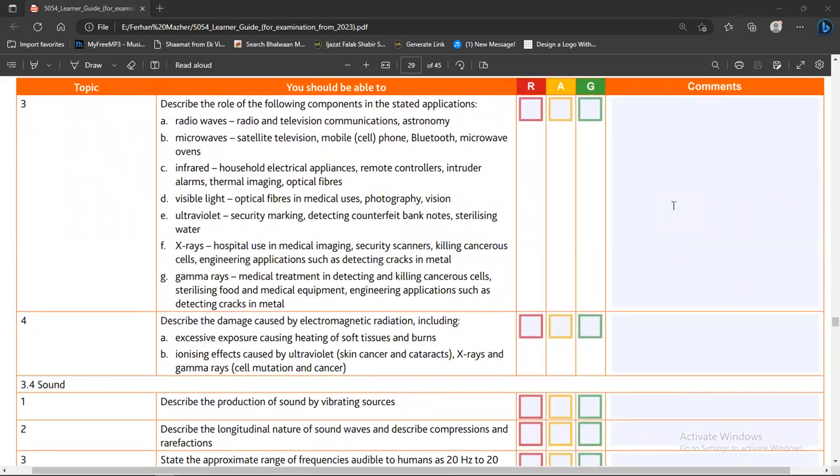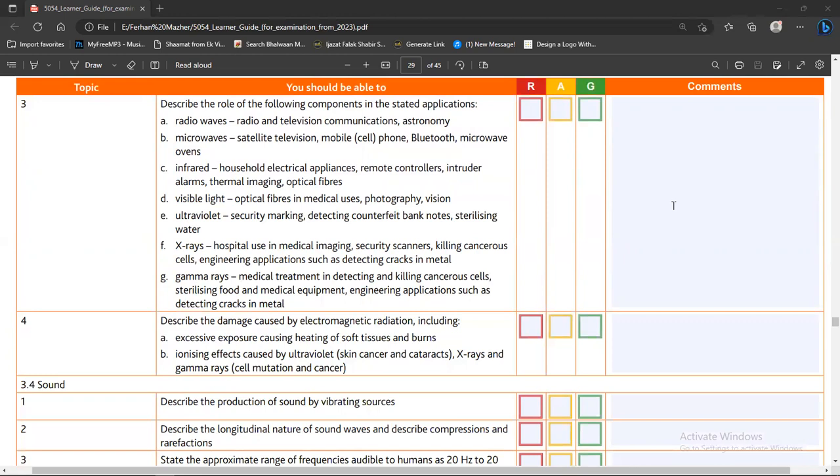Describe the role of the following components in the stated applications: radio waves, radio and television communication, and astronomy. Microwaves are used for satellite televisions, mobile cell phones, Bluetooth, microwave oven. Infrared: household electrical appliances, remote controllers, intruder alarms, thermal imaging, optical fibers.